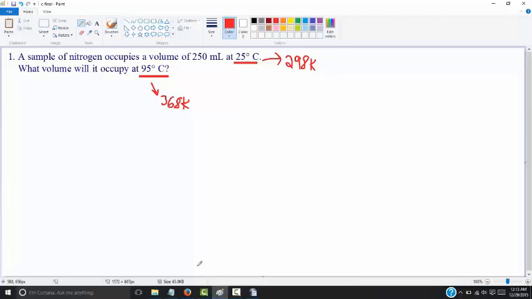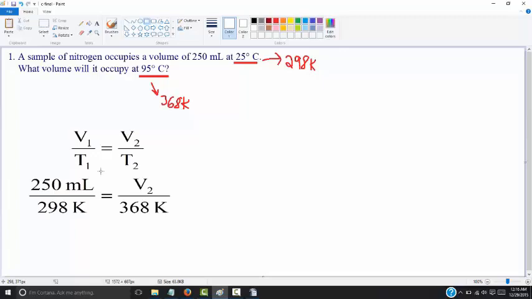Alright, so now you have 3 of the 4 values that you need, and just like with any other gas law, you have all the variables that you need except for one. You need to rearrange the equations to solve for that unknown variable. So we get the initial starting equation for Charles' law. Initial volume divided by the initial temperature equals the final volume divided by the final temperature. So now you're trying to find the volume, because it's asking what volume will it occupy. So it's asking for volume 2, so we need to rearrange everything to solve for this.